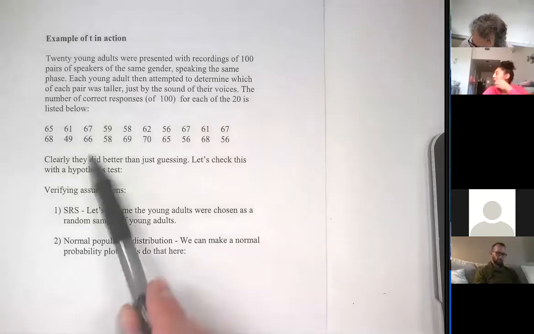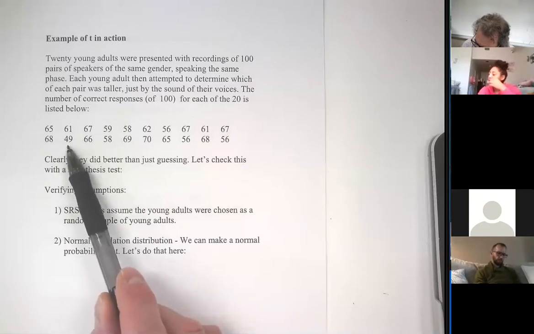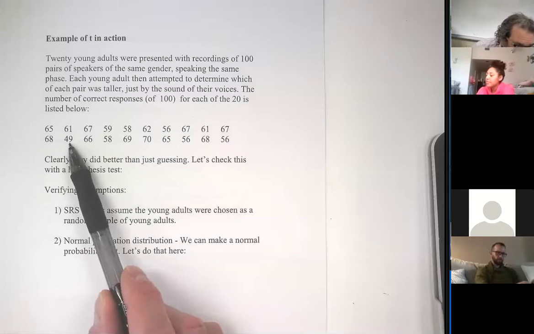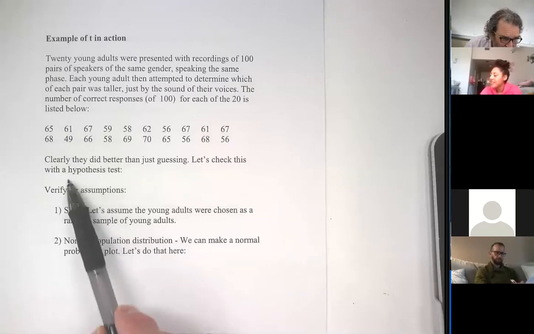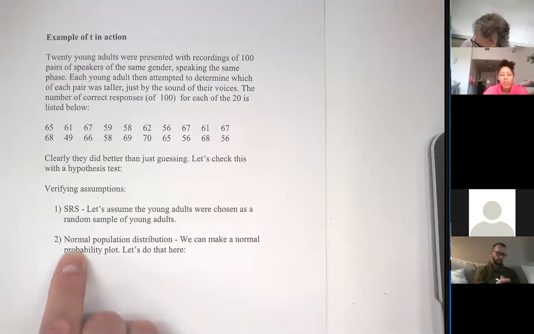So clearly they mostly did better than just guessing. They all beat 50% except one person here who got 49, not very good at listening to how tall a person is. Let's check this with a hypothesis test. The 2 things we check are simple random sampling and normal probability distribution.